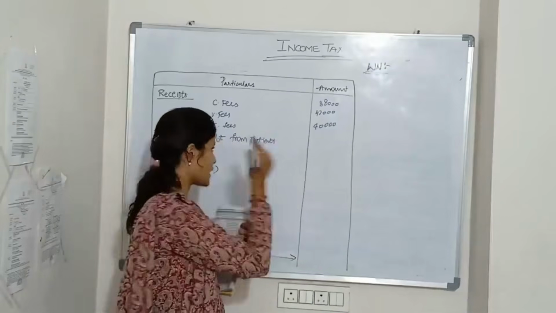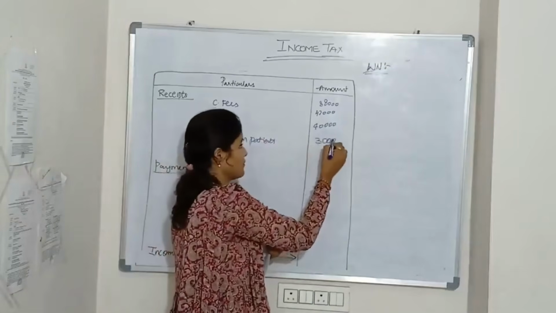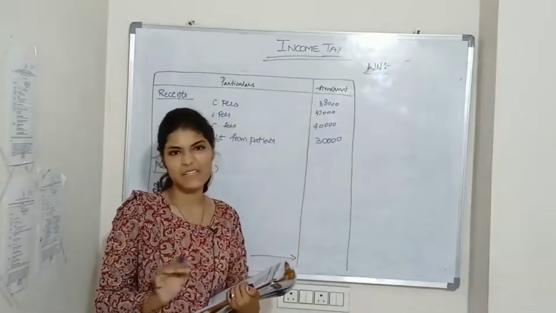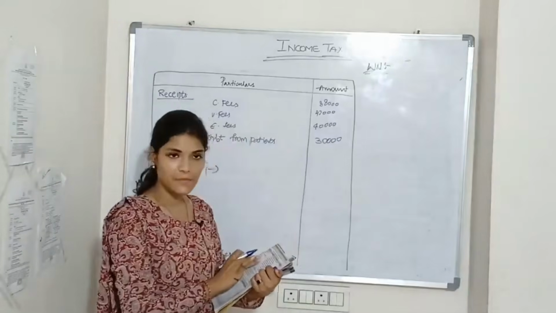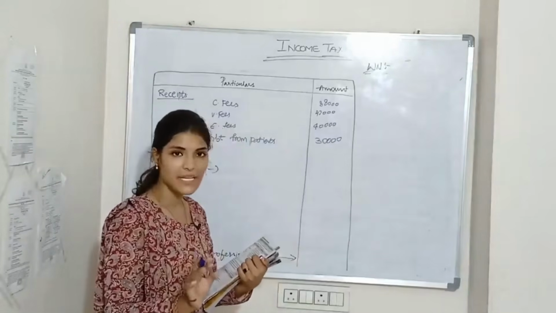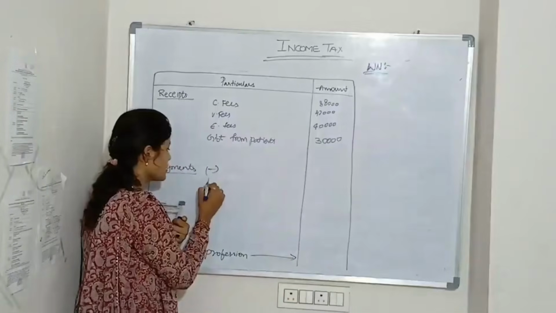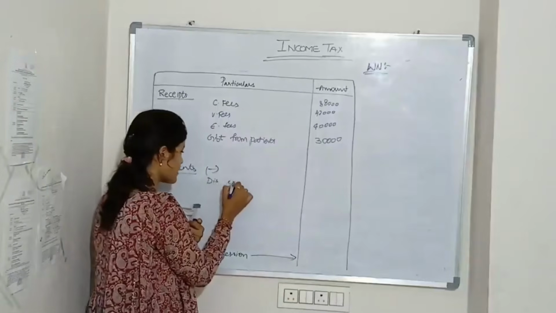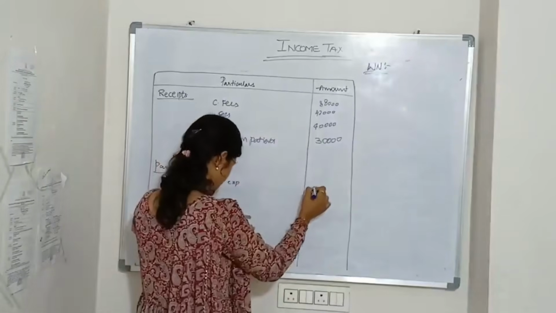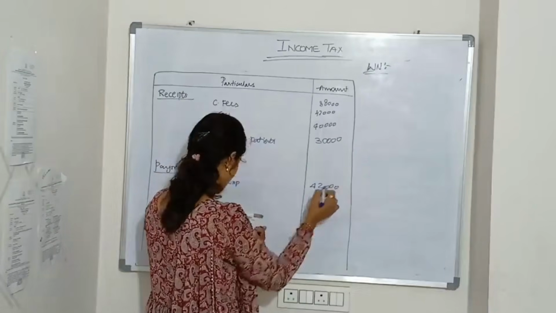Gifts from patients is 30,000. Rent received is personal. This is the receipt side. And in payments, dispensary expenses is an expense for us. It is 42,000. Got it?